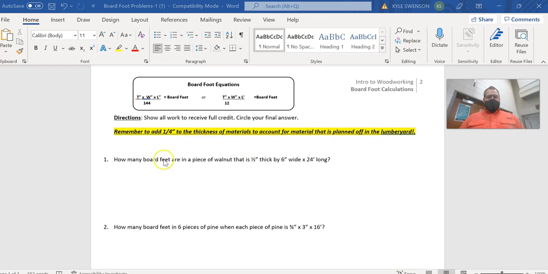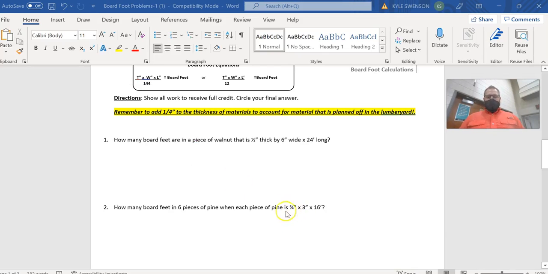So when we see in number 1, the piece of walnut is 1/2 inch thick, 6 inches wide, and 24 foot long. Even though I know that my piece of walnut is a 1/2 inch thick, I need to add a 1/4 inch to the thickness, because when I bought it at the lumber yard, I had to buy it at 3/4 and paid them to mill it down to a 1/2 inch.